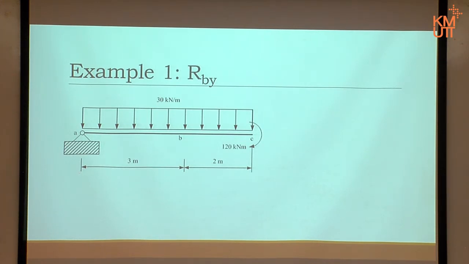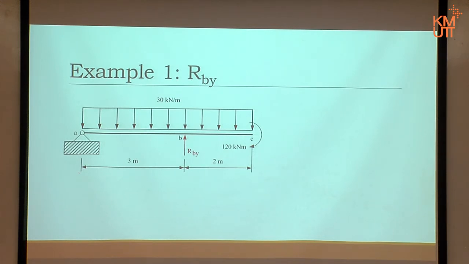Now, notice that this picture is never equivalent to our question, because in our question we have RAX, RAY, and RBY. In this picture, we have RAX, we have RAY, but we don't have RBY, because there's no support there. So what we do? We supply RBY back into it, so it becomes equivalent again. Just add it in. So now, if you check, at point A, we have RAX, we have RAY. At point B, we have RBY. So it's equivalent now in our force system.